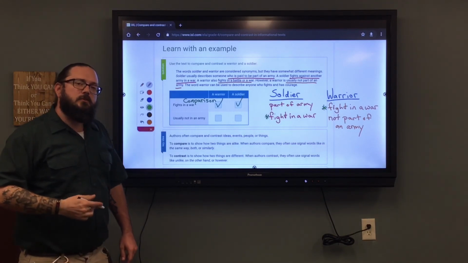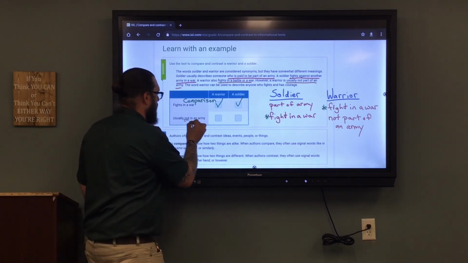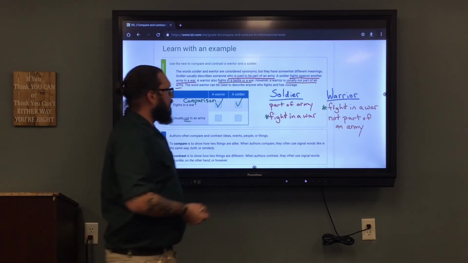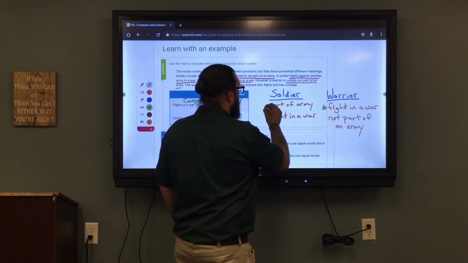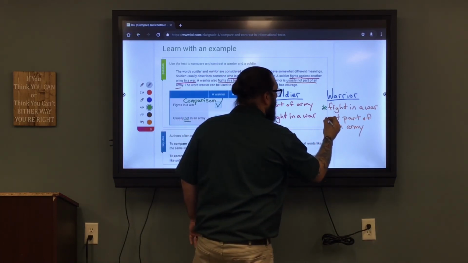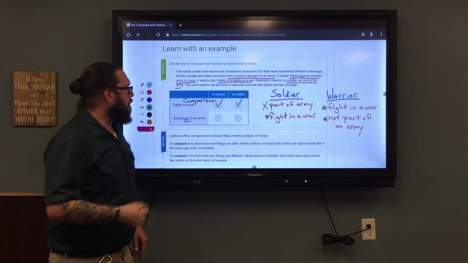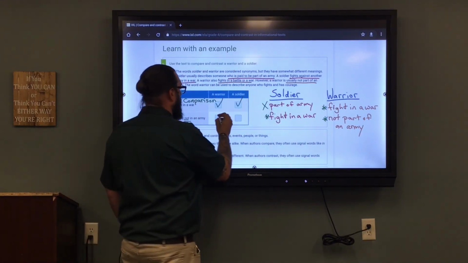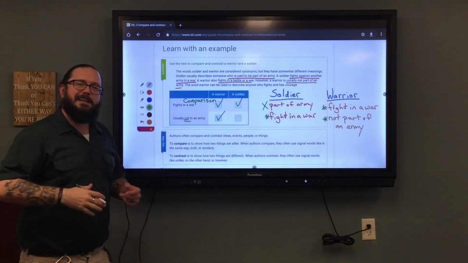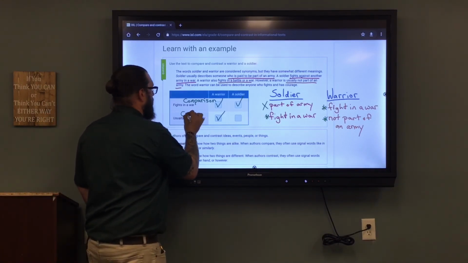Which one is usually not part of an army? Okay, so there's our clue right there, not part of an army. Well, the soldier is part of an army, so we know that that one is incorrect, but that does describe the warrior. A warrior is not part of an army. So in this case, we are looking at a difference between the two. This is a contrast.